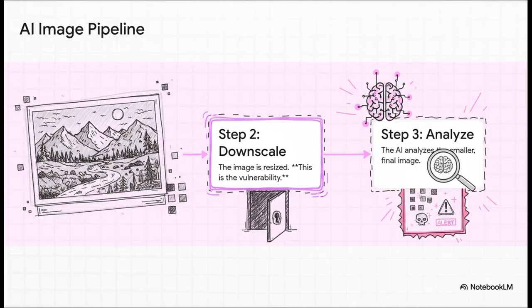So here's what a typical AI image pipeline looks like. The AI gets a big, high-resolution image. Now, to save on computing power, it shrinks it down, it downscales it. Then it analyzes that smaller version. But see that second step, the downscaling? That is the secret door. Attackers have figured out how to arrange pixels in the big image so that when it gets shrunk down, they form a totally new message.